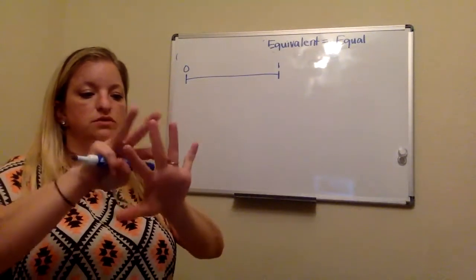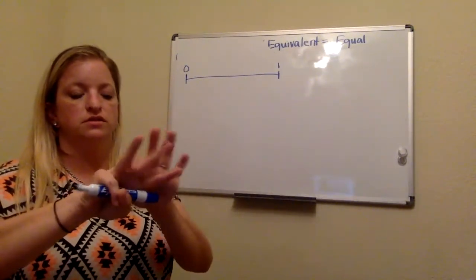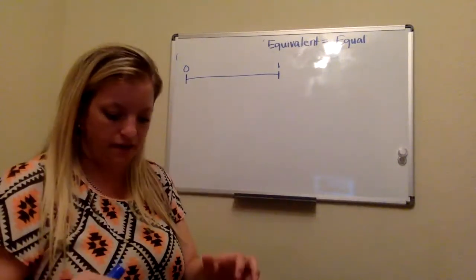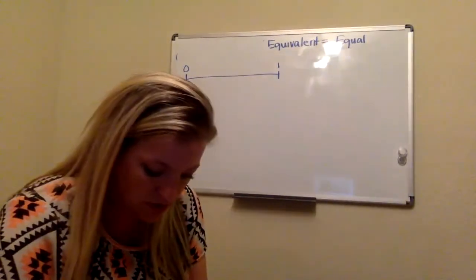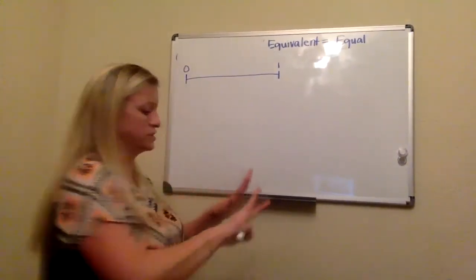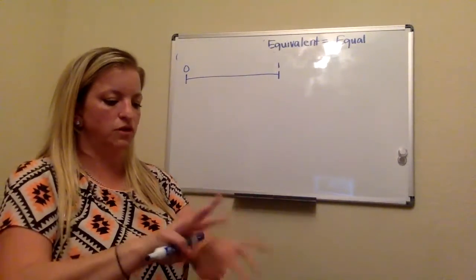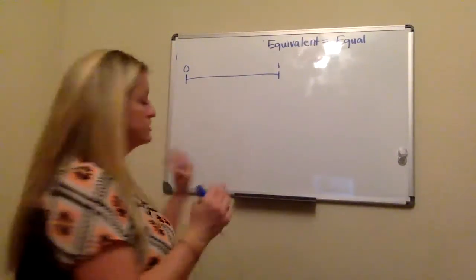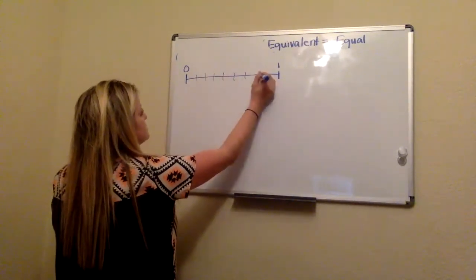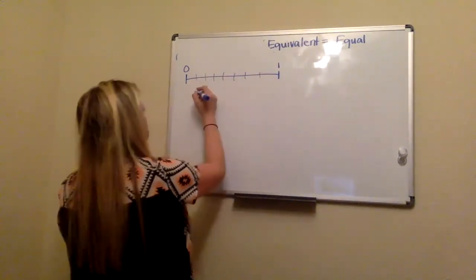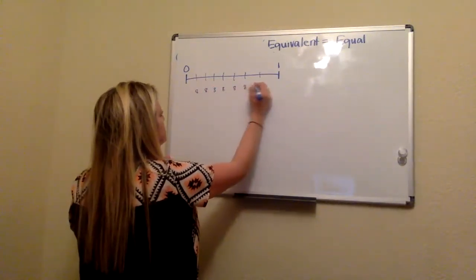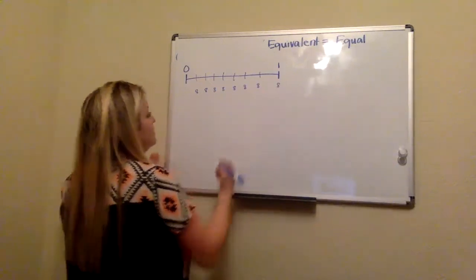7 lines. 1, 2, 3, 4, 5, 6, 7. Yeah, so I'm going to draw 7 lines. It's a little bit off, but it works. 8. There's 8 pieces, so your denominator is 8.